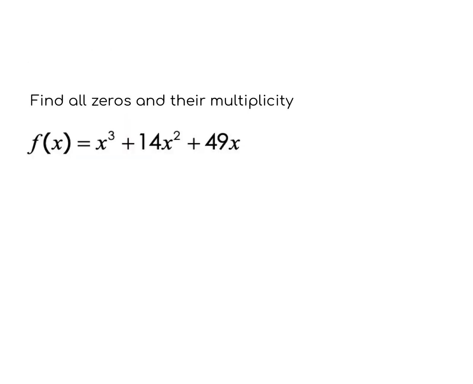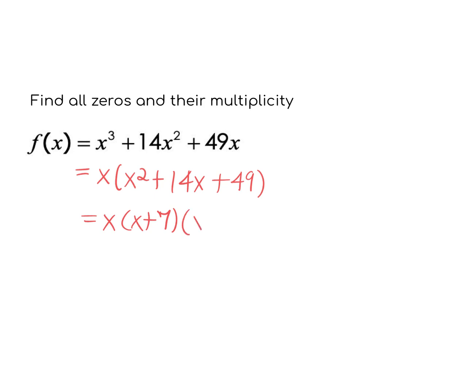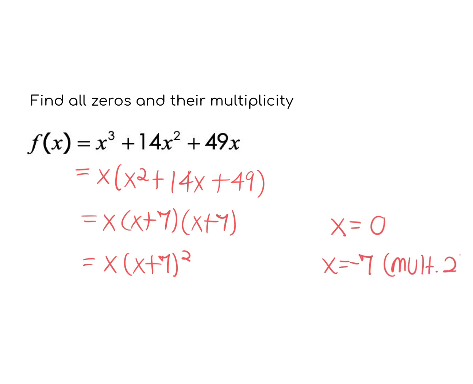Here we're asked to find all zeros and their multiplicity. So we don't have the table, but that's okay. So we first are going to factor out our greatest common factor, which is just x. We get x squared plus 14x plus 49. And then we can factor this as x times x plus 7 times x plus 7. So we can rewrite this. I keep forgetting the x. Oh, no, it actually is supposed to be x, sorry. So it's x times x plus 7, quantity squared. So x equals 0, or x equals -7, and that has a multiplicity of 2.